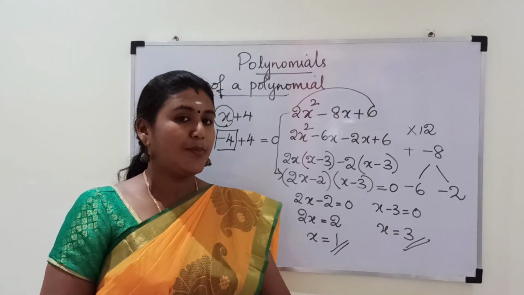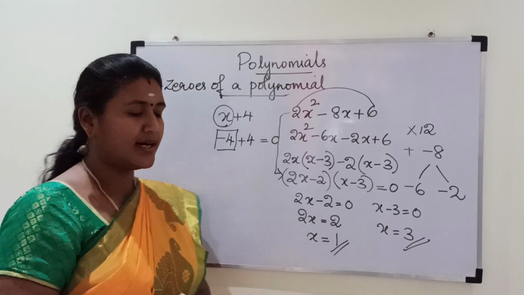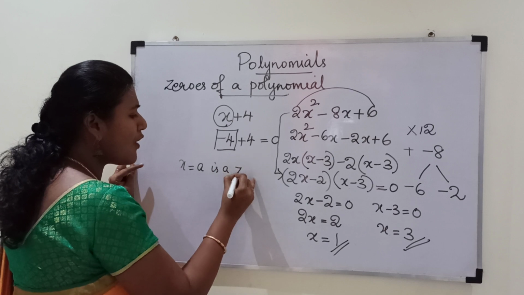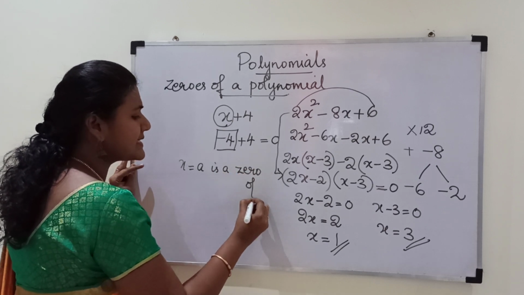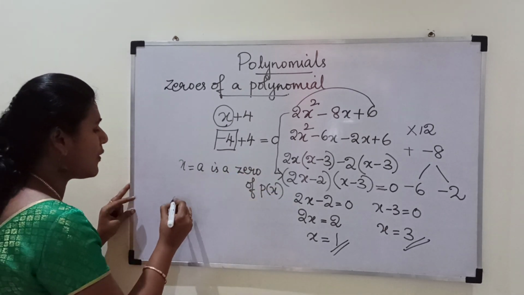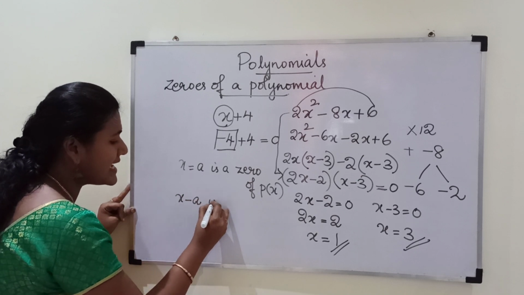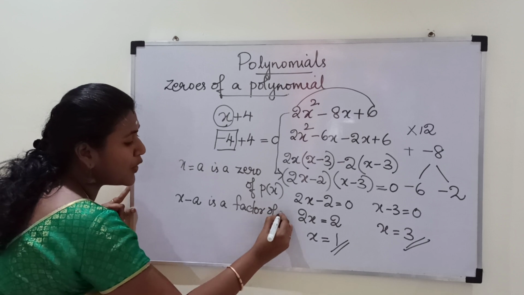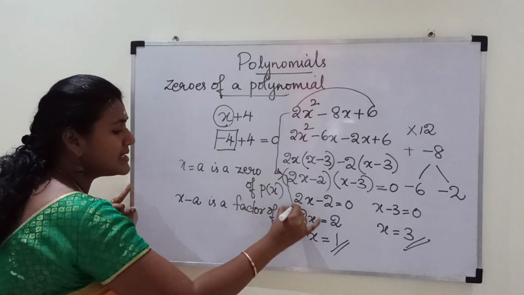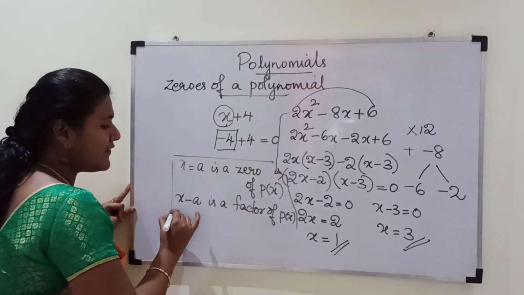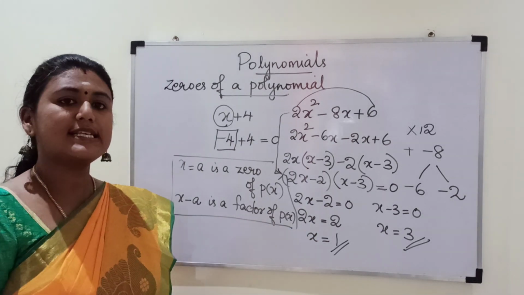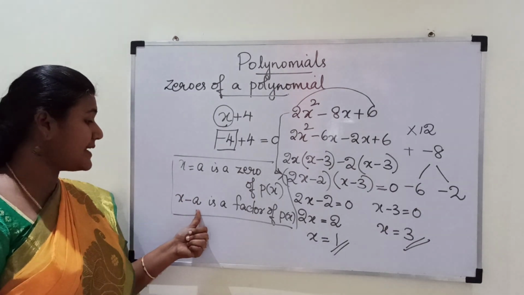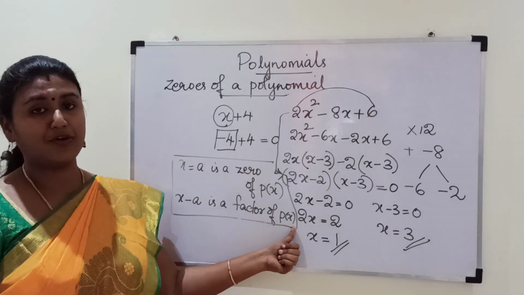Now another important thing you have to remember here, if x is equal to a is a 0 of a polynomial p of x, then, very important point, x minus a is a factor of p of x. This point is very important because in many questions we will use this point. If x is equal to a is a 0 of p of x, a polynomial, then x minus a is a factor of p of x.